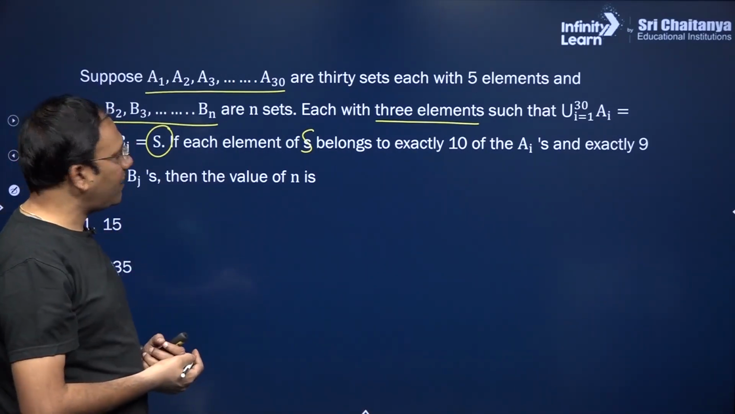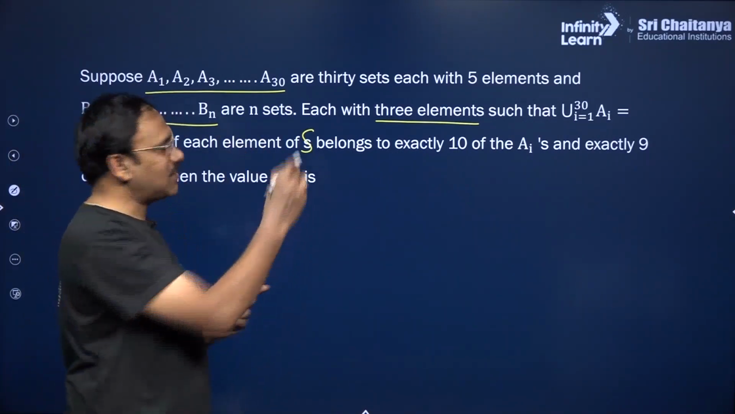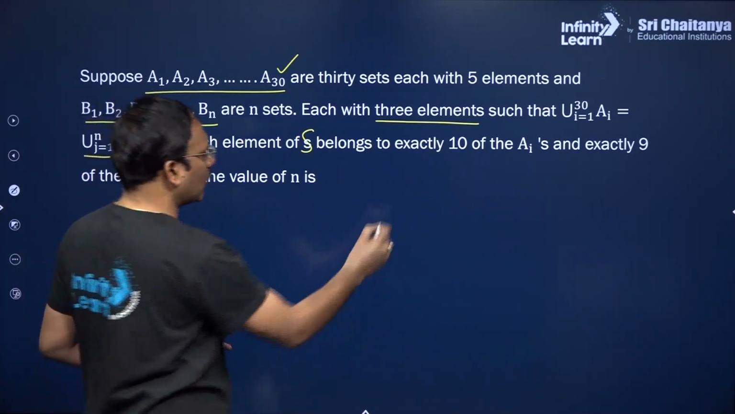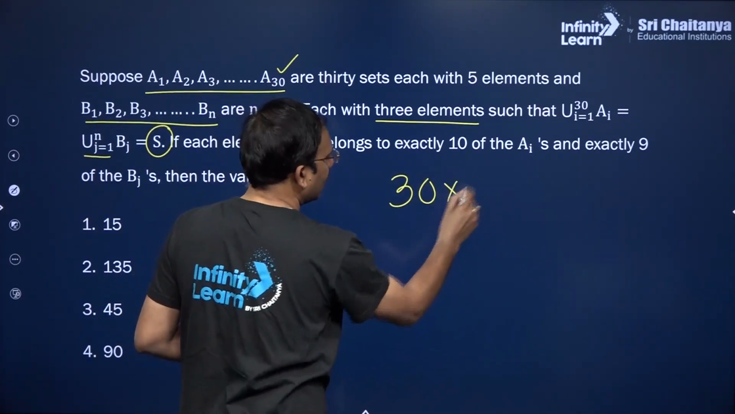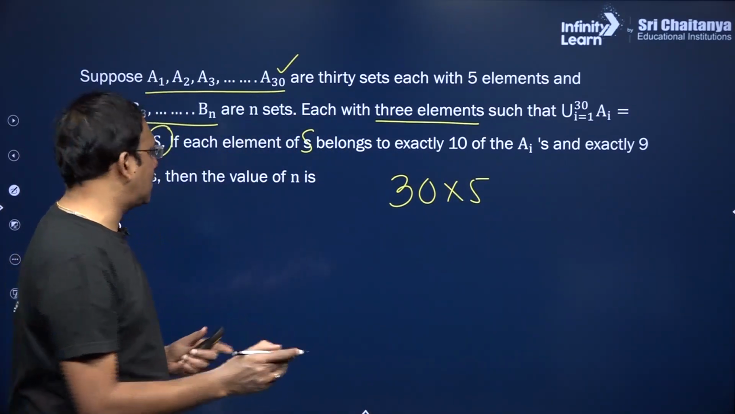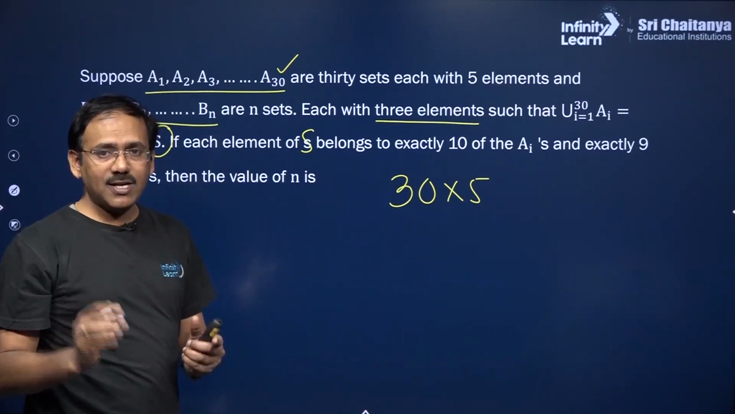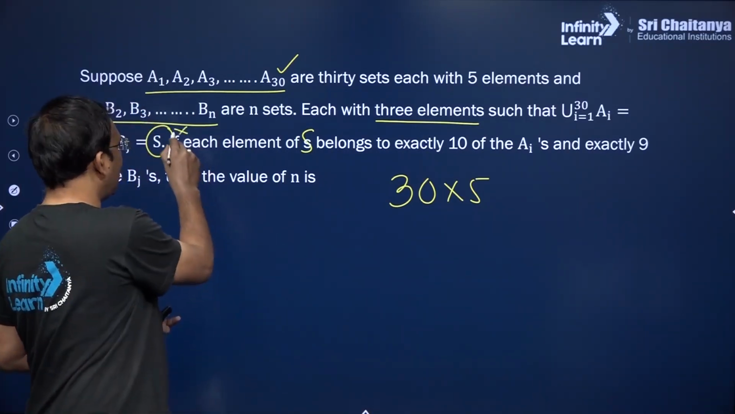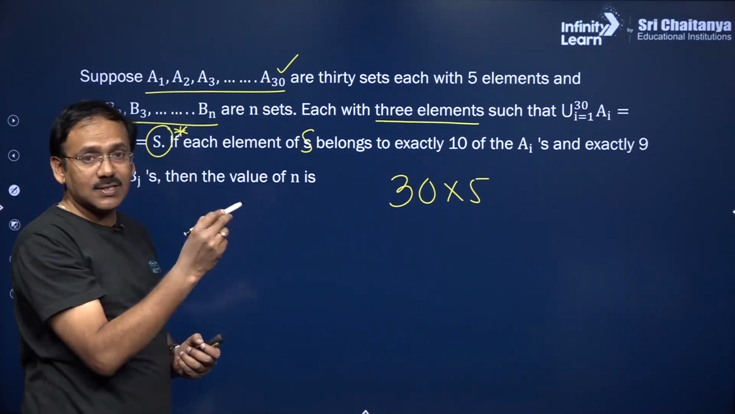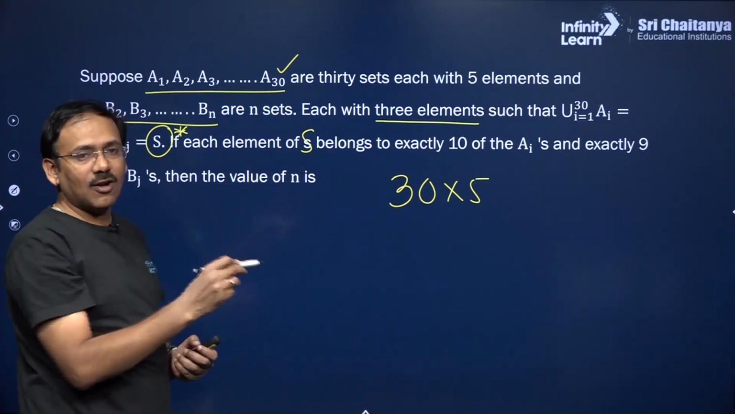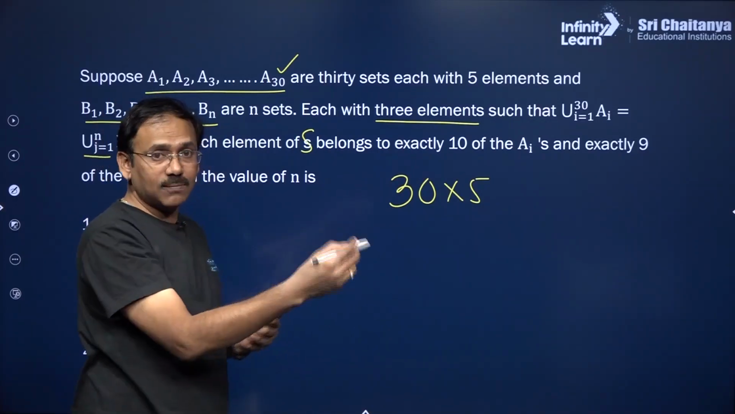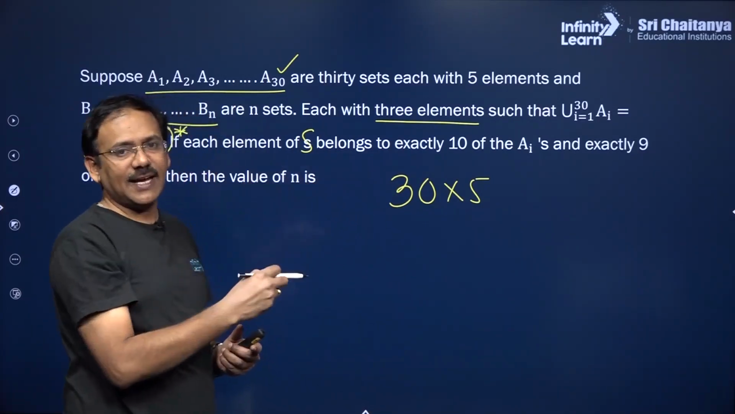My dear friends, I mean to say, suppose there are 30 sets here, each set has 5 elements. Okay, let us put them on the ground. You are going to get 30 into 5, that is 150 elements. When you take the union of these, wherever we are having repetitions, we write only one element. Suppose the union is set S. Given that each element of S is there in exactly 10 of the A's, that means out of 150, after writing S, you observe that each element is repeated 10 times, my dear friends.